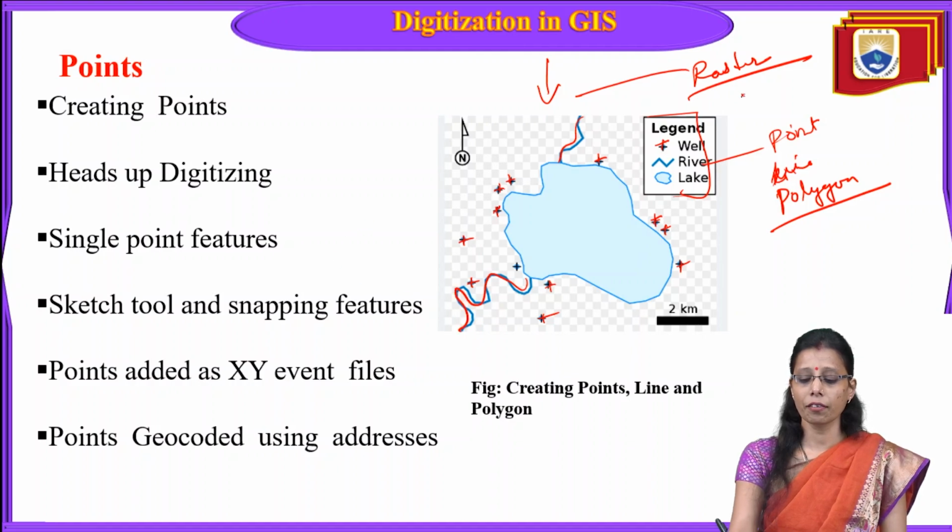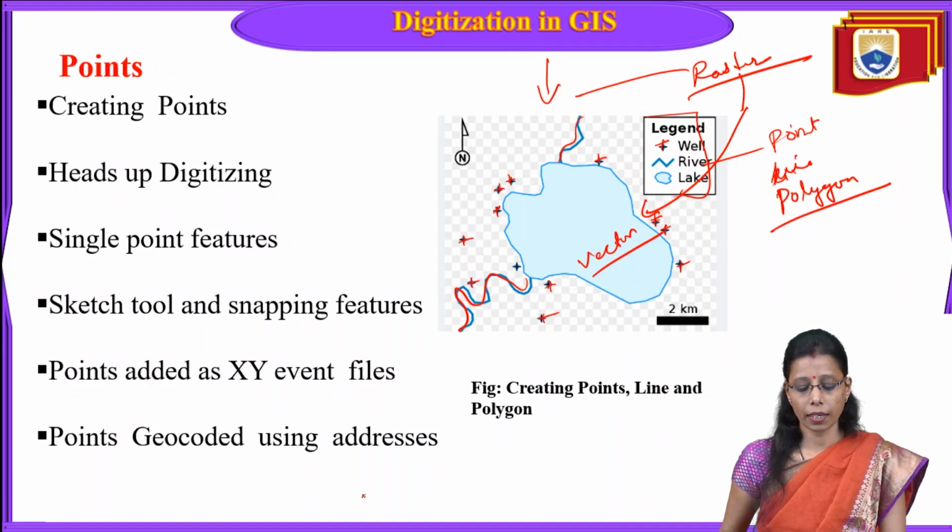So this is converted from raster and this is the vector. This is the vector image which is converted from the raster. Heads up digitizing single point features, sketch tool and snapping tools. Snapping features, points added as XY event files, points geocoded using the addresses.